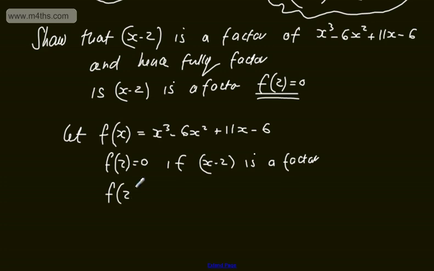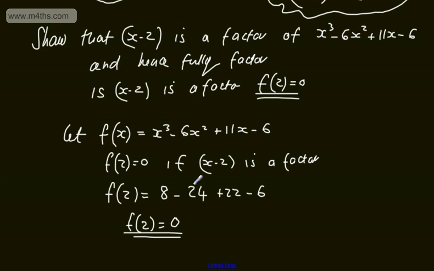Well, f of 2 is going to be 2 cubed, that's 8, minus 6 lots of 2 squared, that's 24, plus now 22, minus 6. So what do we have? We have that f of 2 is going to be 30 minus 30, that's 0. Therefore, it's a factor. If it had been any other value, then it wouldn't. We simply would have had a remainder.